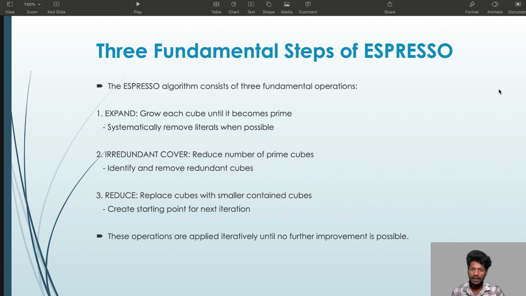And coming to the irredundant cover, it reduces the number of prime cubes. That is, identify and remove redundant cubes; if we have a redundant cube, just remove it in the irredundant cover function. And coming to the reduce function, replace cubes with smaller contained cubes. We have some smaller cubes in the larger cubes; those we have to reduce, and that creates the starting point of the next iteration.